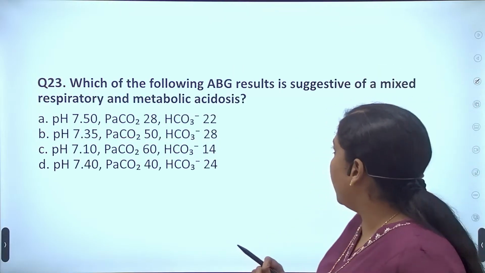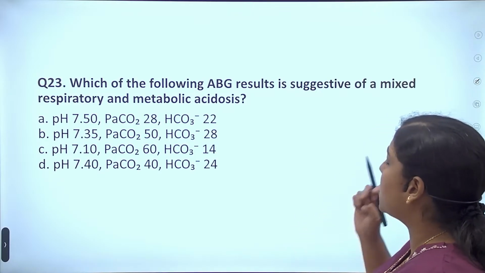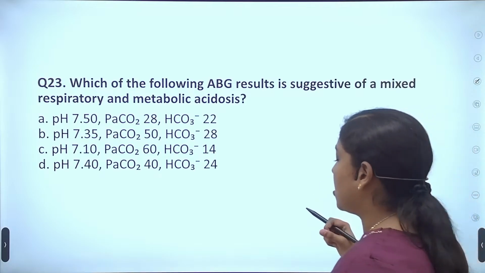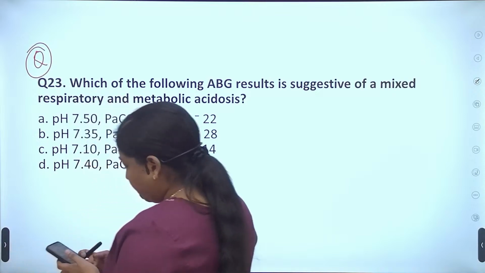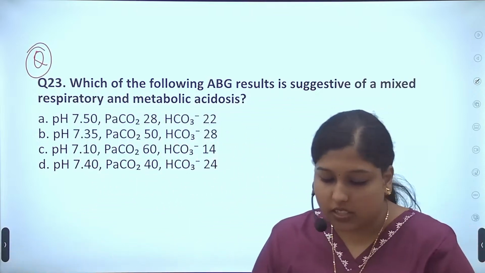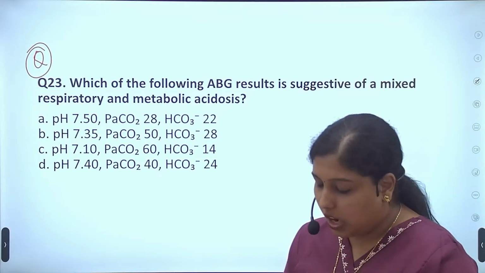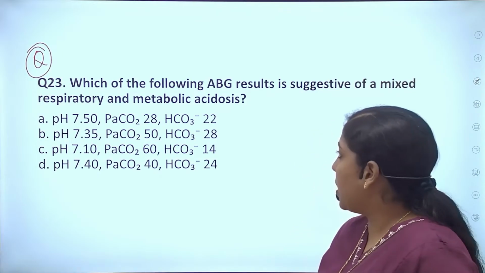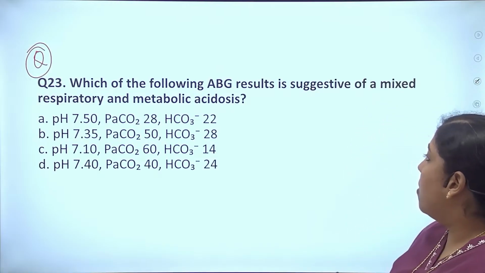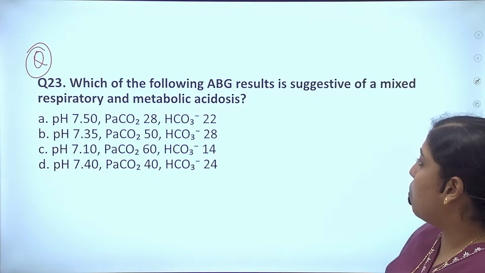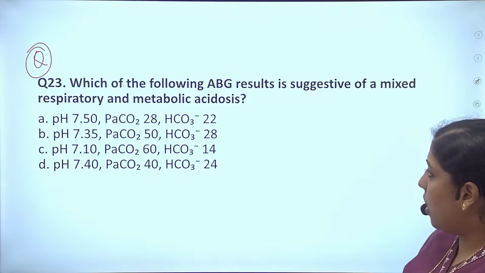Which of the following ABG results is suggestive of a mixed respiratory and metabolic acidosis? These were challenging questions I tried to put because the pattern is changing day by day. So it is very important to advance ourselves also. Now tell me, which of the following ABG results is suggestive of a mixed respiratory and metabolic acidosis? I'm waiting for your answers.